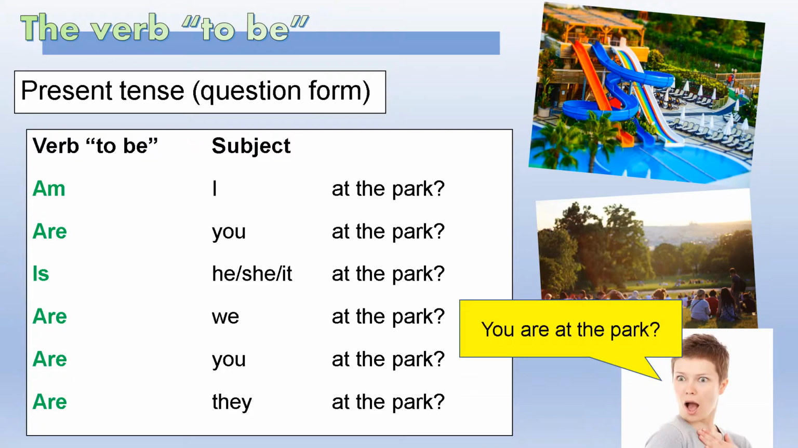Occasionally, the subject can go at the start of the sentence, followed by the verb to be, if the question is being asked in surprise. So, you are at the park? Or, he is at the park?